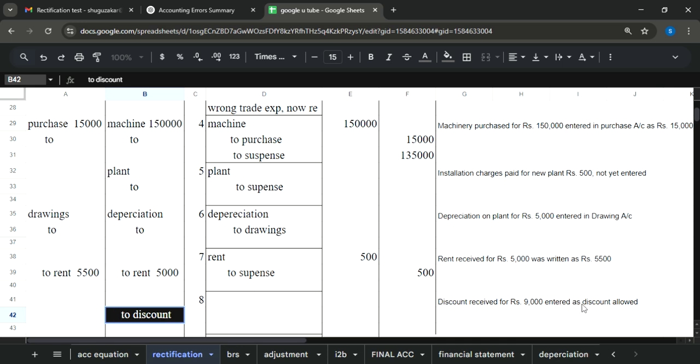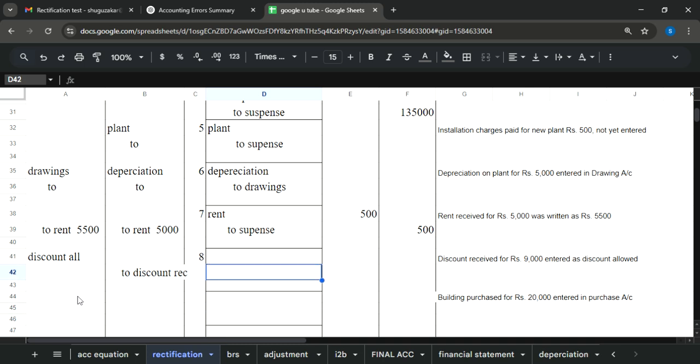Entered as discount allowed. So you have entered it as discount allowed. Discount allowed is your expense. Alright guys, so instead of writing discount received, you have written it as discount allowed. Alright, now it's very important. You can rectify it in an easy way. Whatever is written over here, you will transfer to the same position. So discount received, and here whatever is written over here would be changed.